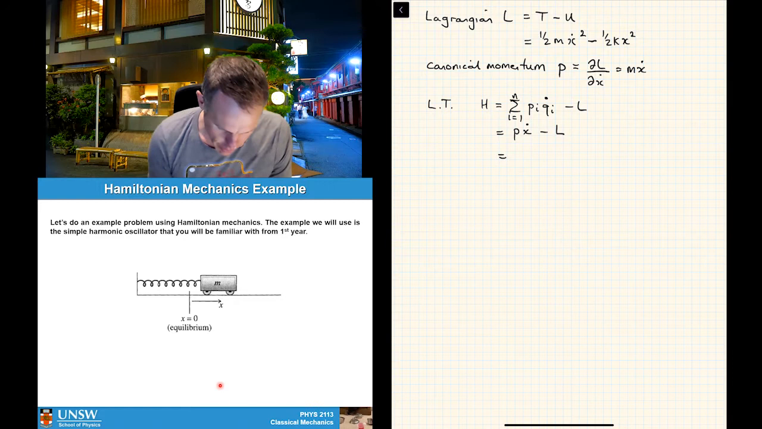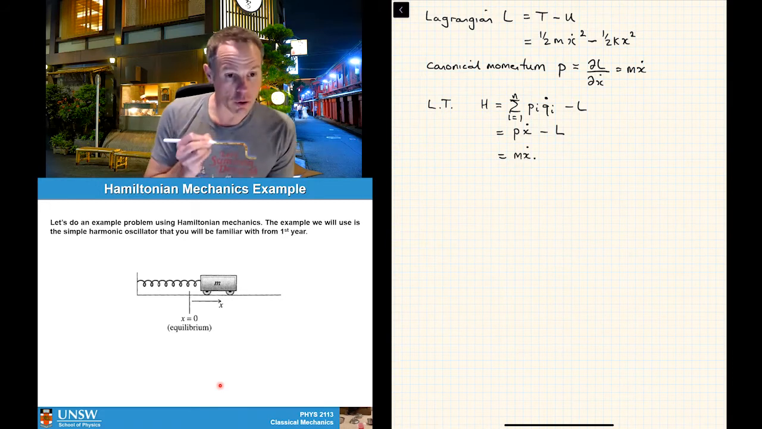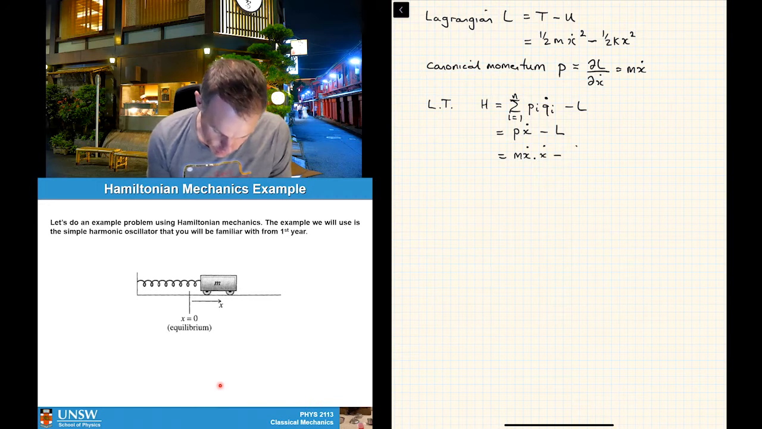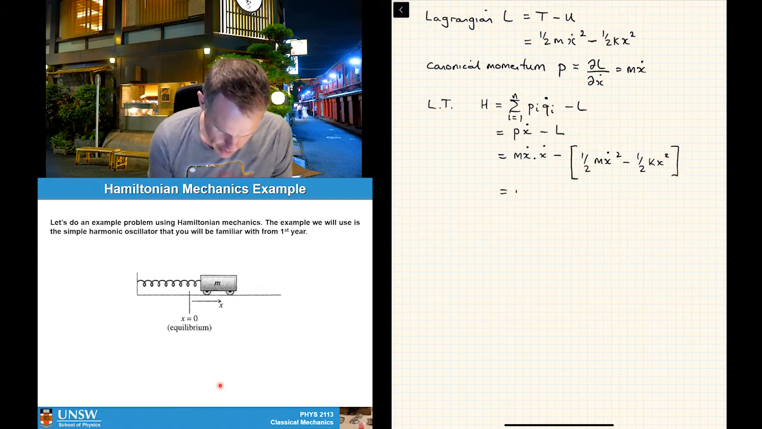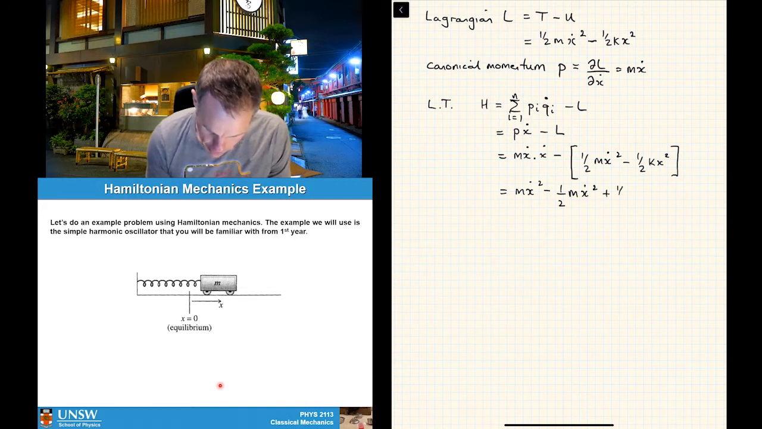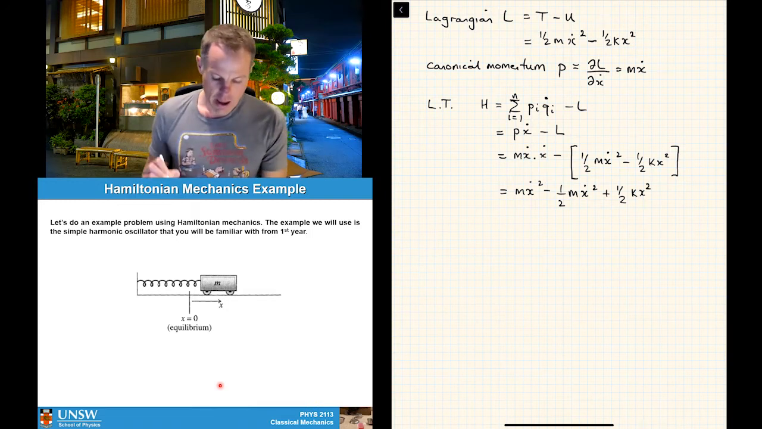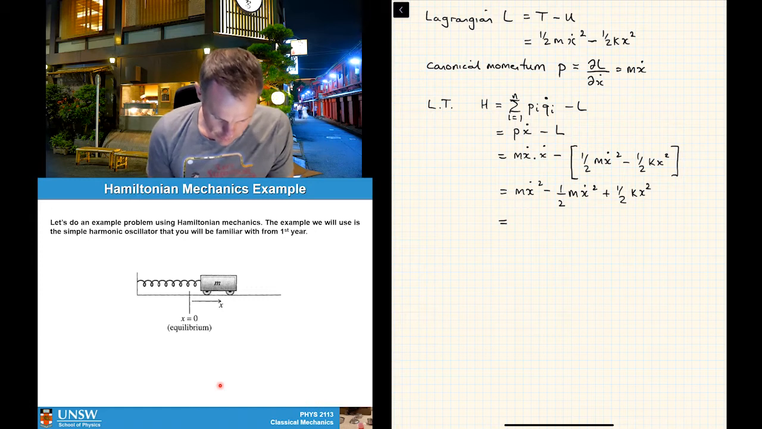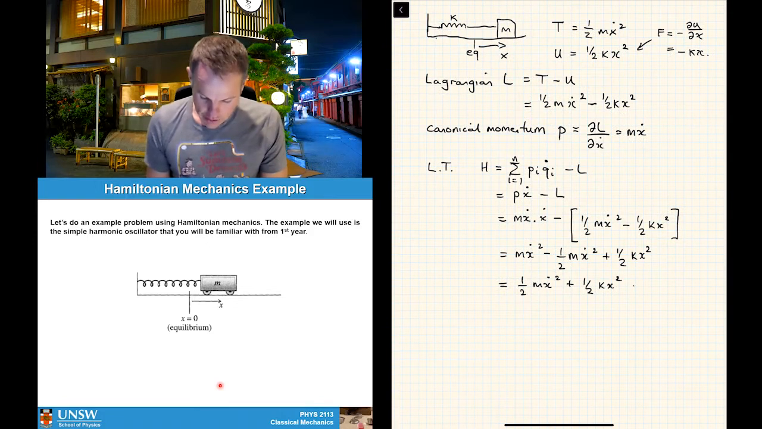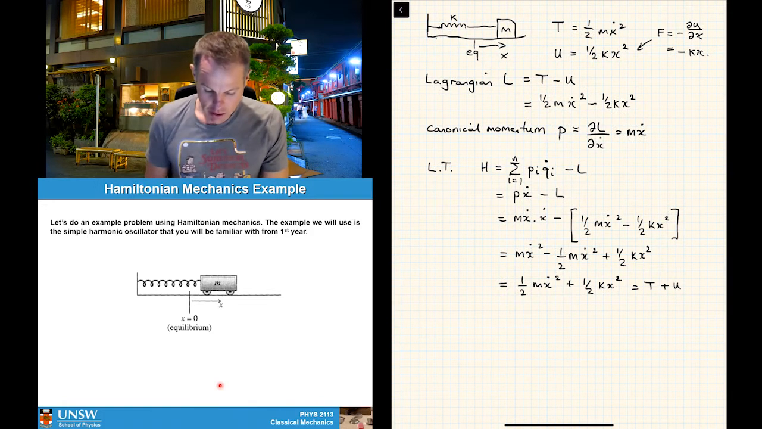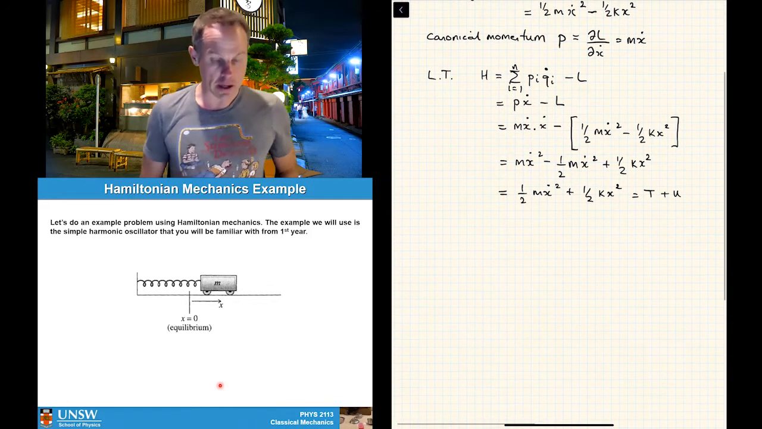Our momentum above, we've already calculated it, it's m x dot, multiplied by x dot, minus our Lagrangian, which we had just above. So this is a half m x dot squared minus a half kx squared, like so, okay? So this is going to be m x dot squared minus a half m x dot squared plus a half kx squared in here. And this first term resolves to a half m x dot squared plus a half kx squared. And if we have a look back up the top here, you'll notice that this thing is just the kinetic energy plus the potential energy. Okay, it's the total energy of the system.